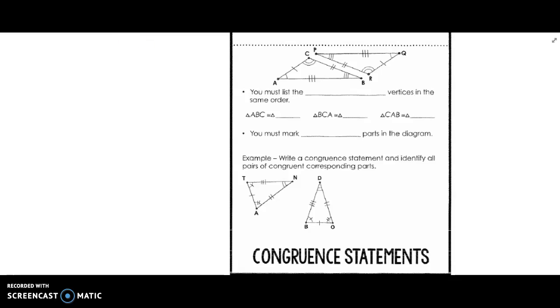All right, guys, let's talk about the congruent statements that we're going to be writing now. A congruent statement tells you a whole lot of things, maybe more so than the actual picture does. So it's very important that we write congruent statements correctly, because if we write them incorrectly, everything's going to be screwed up. It says you must list the corresponding vertices in the same order. So we can tell a lot just by this.